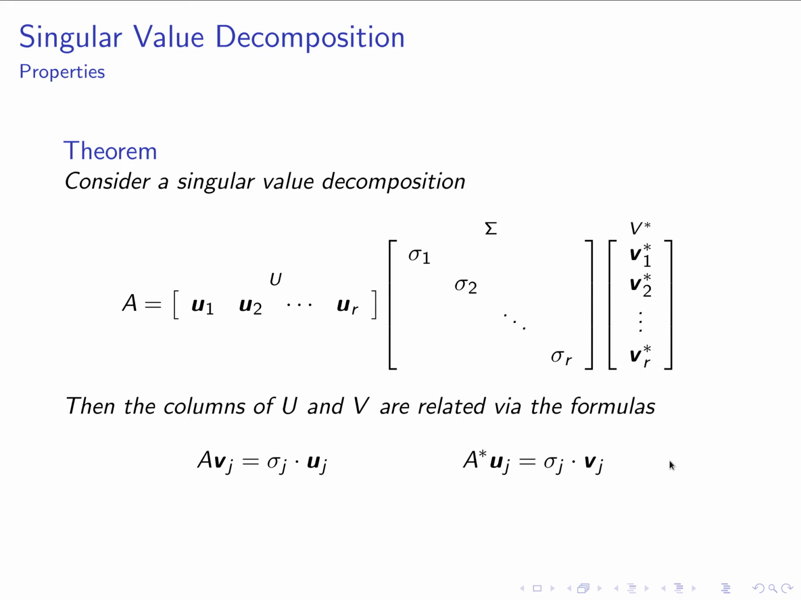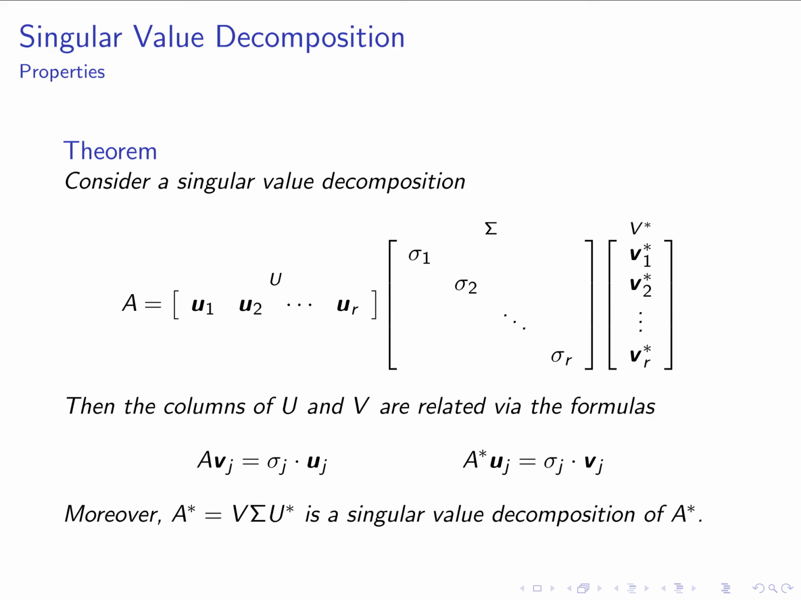These equations look a lot like the equations that define eigenvalues, but here the context is very different because we are studying general matrices, not just square matrices. Another thing that pops out of this observation is that if we know a singular value decomposition of a matrix A, we get a singular value decomposition of its conjugate transpose for free. If A is U times sigma times V conjugate transpose, then A star is equal to V times sigma times U conjugate transpose.